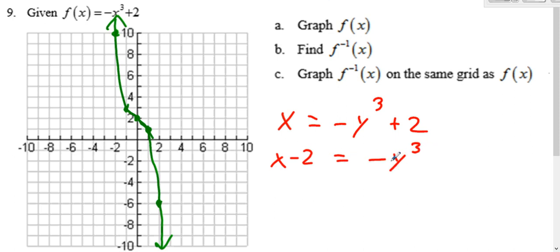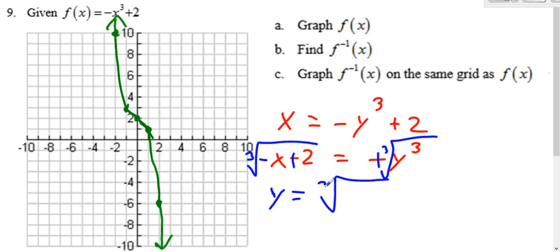We've got a negative there, so we want to divide everything by negative, change all those signs. And then to get rid of the cube, we're going to do the cube root. We get y equals the cube root of -x plus 2, or however you want to call that.